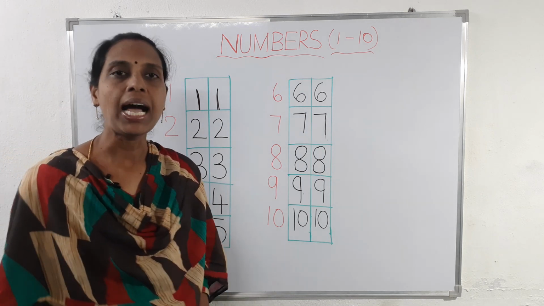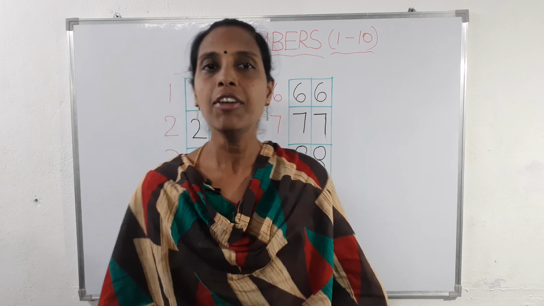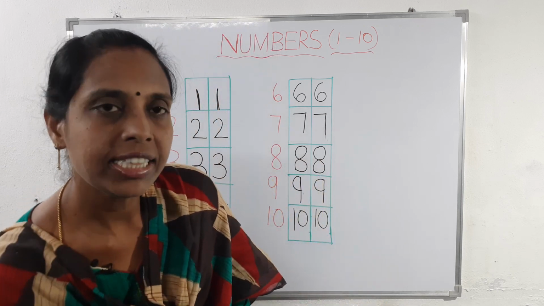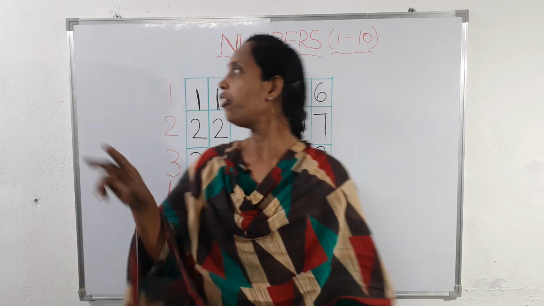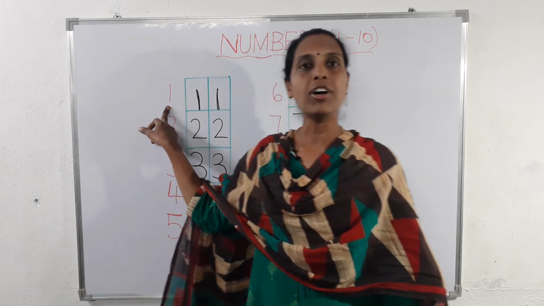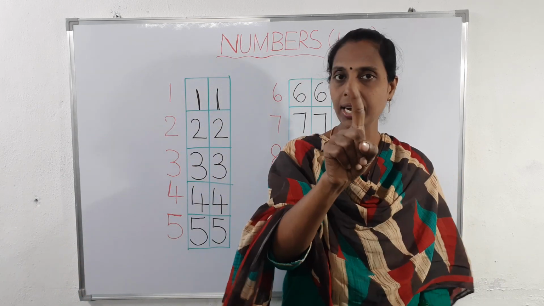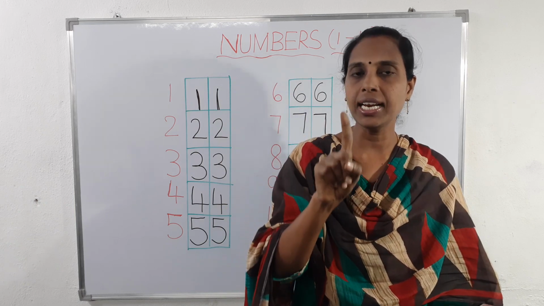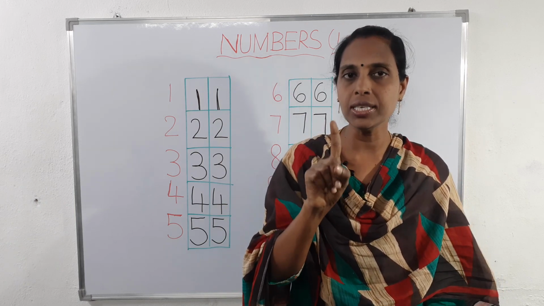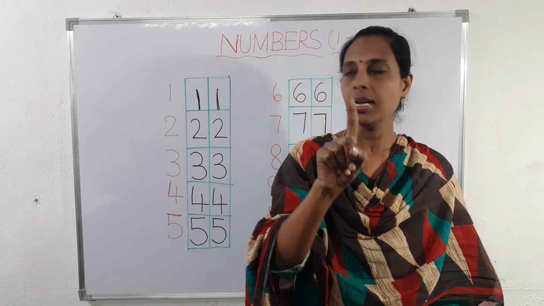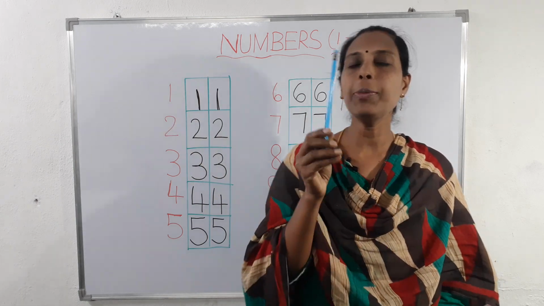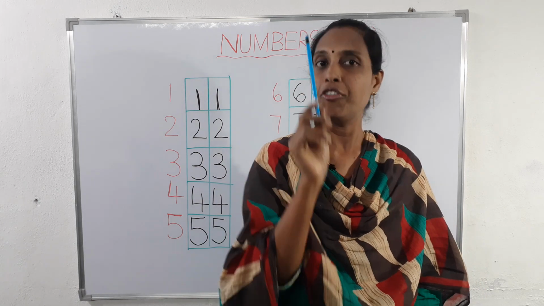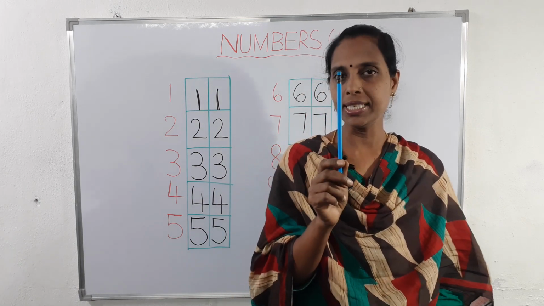Once again, I will repeat these numbers with fingers and with examples, pencils. Okay? See children, what is the first number? 1. All of you say along with me and show your fingers also. 1. What is this number? 1. See children, how many pencils I have in my hand? 1. One pencil only.